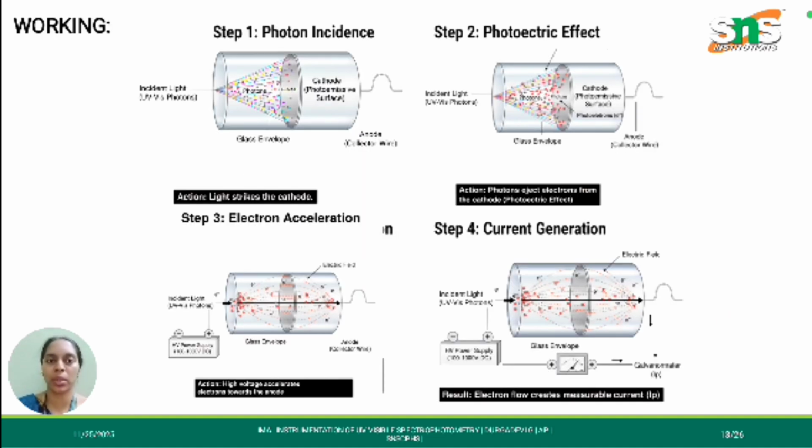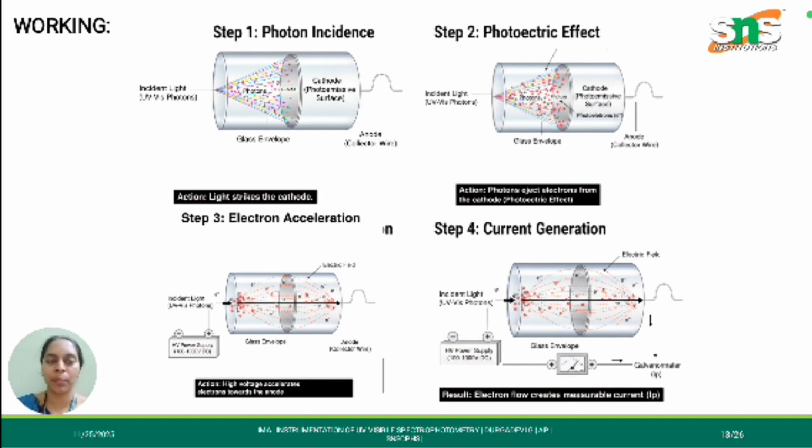The working principle involved in phototubes: the first step is photon incidence, which means the light radiation that is passed through the sample cell will reach the detector, and this light radiation will first fall on the hollow cathode, which is coated with cesium or potassium, and it is a photoemissive surface. After the photon incidence, there will be the photoelectric effect, which means the cesium or potassium will emit photoelectrons as the light hits the cathode.